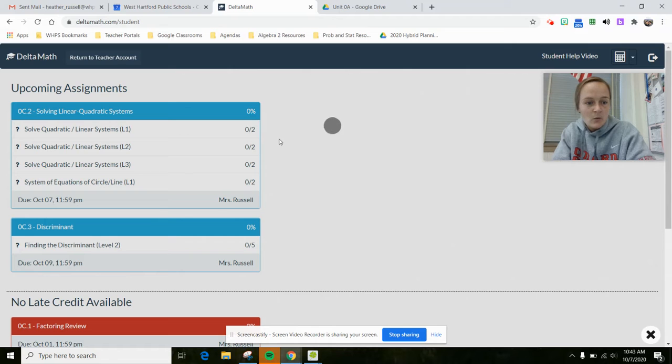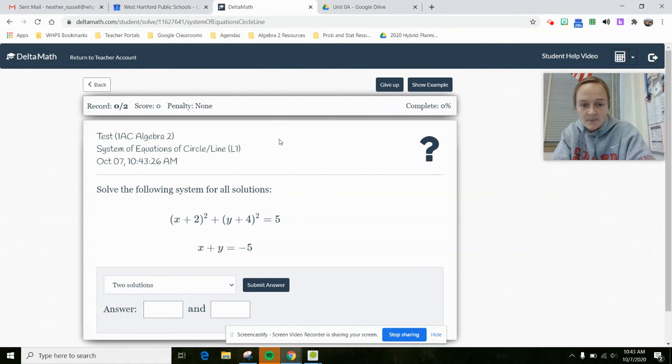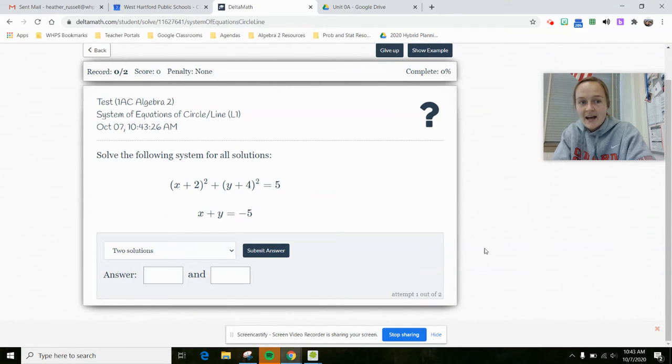So, systems of equations of a circle and a line. Yes, these are a little bit more intense than the ones that we did in class, but I think you are all fully capable. Maybe you just need an example. So this problem says solve the following system for all solutions.